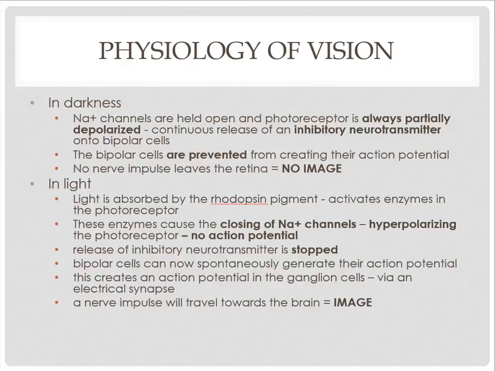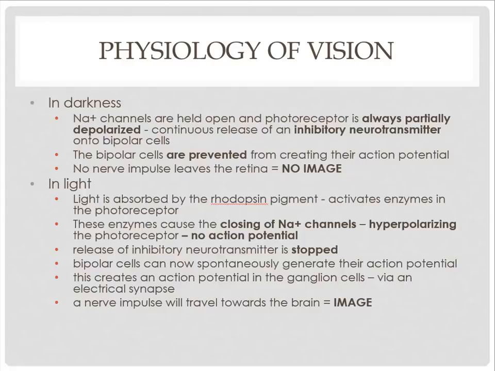Now in light, what takes place is that the pigment, both our rhodopsin and our cone photopigments, activate enzymes that close those sodium channels. The closure of those sodium channels ends up hyperpolarizing the photoreceptors. Now that the bipolar cells are no longer inhibited by those photoreceptors, an action potential can be generated and sent as a nerve impulse all the way back to the brain to perceive an image.